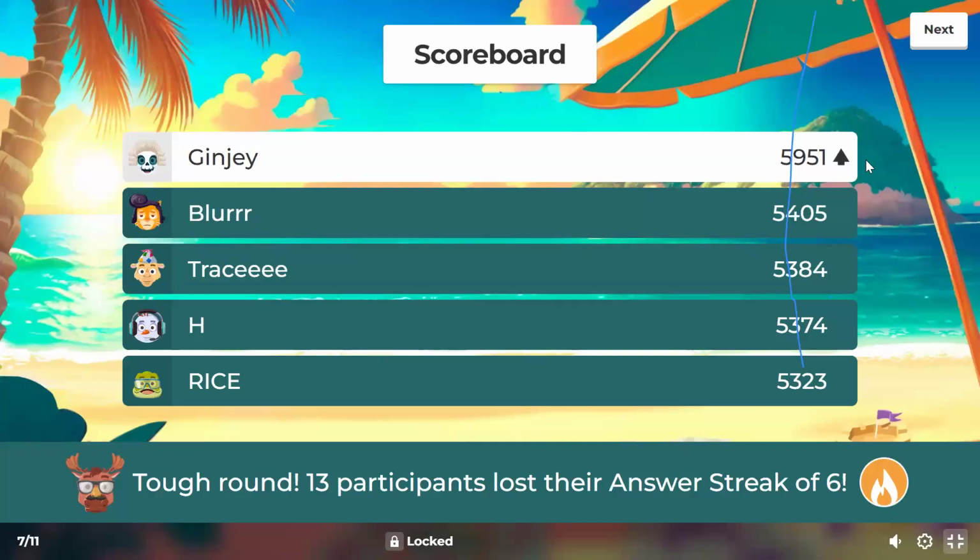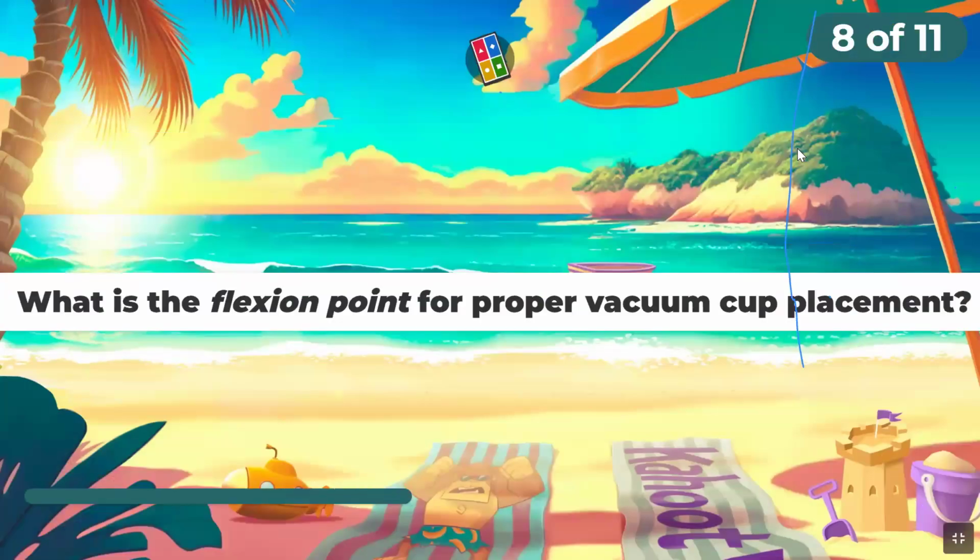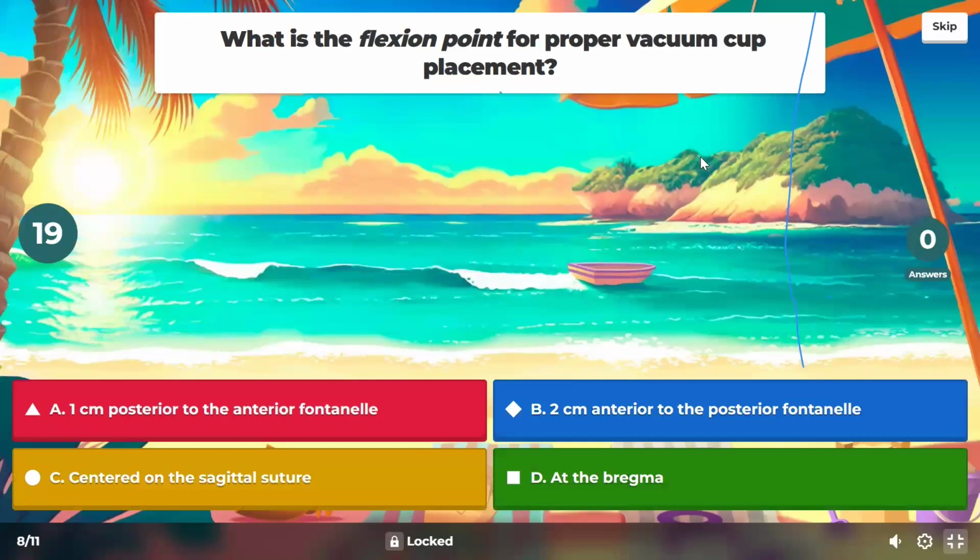So Gingy goes up first. I hope we are good now. Yeah, I think we are. Yeah, no, it's good. Yeah.